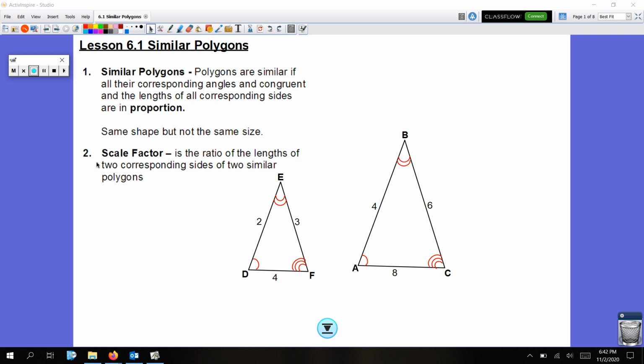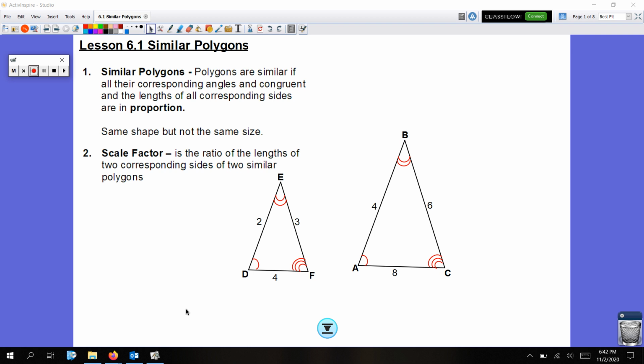Another really super important thing you need to know is scale factor. That is the ratio of the lengths of two corresponding sides of two similar polygons. The scale factor has to be the same for all three or four or five or however many sides the polygon has. All the sides must have the same scale factor. So let's check to make sure that these two triangles have the same scale factor.